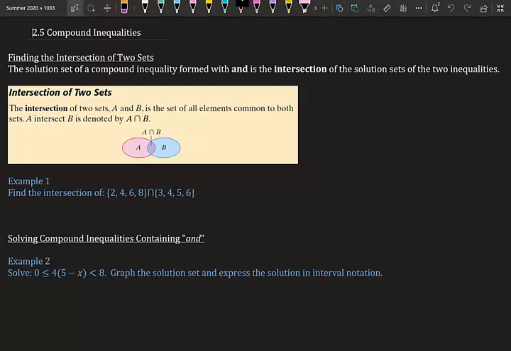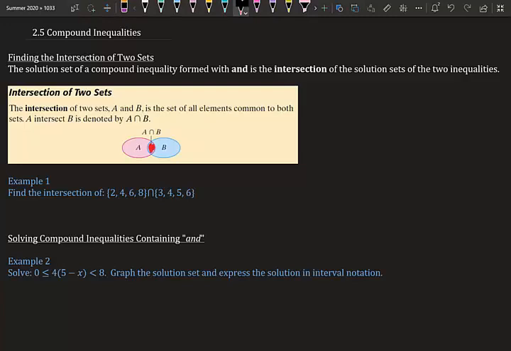All right, so we really didn't talk about compound inequalities too much because it's its own section. So 2.5, compound inequalities. Compound together. So find the intersection of two sets. The solution set of a compound inequality formed with "and" is the intersection of the solution sets of two inequalities. So the intersection of sets A and B is the set of elements common to both sets, A intersect B, and it's denoted A upside down U, B. So that part, that's the intersection.